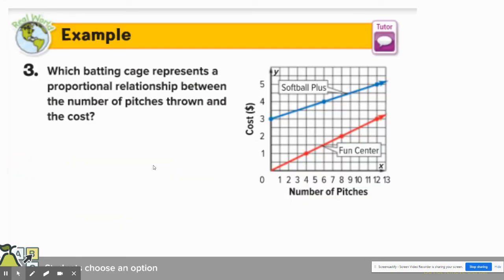Which batting cage represents a proportional relationship between the number of pitches thrown and the cost? Softball Plus or Fun Center? Again, I hope you can see Fun Center because it's a straight line. Softball Plus is a straight line. They charge you $3 just to go into the place. And the Fun Center says, no, we don't charge anything for no pitches. We only charge for the number of pitches.